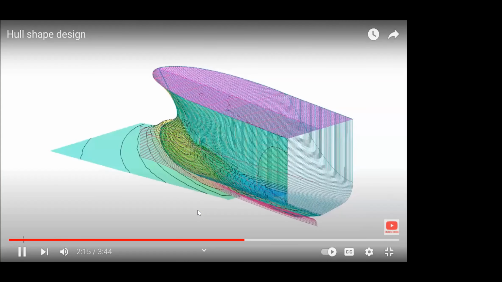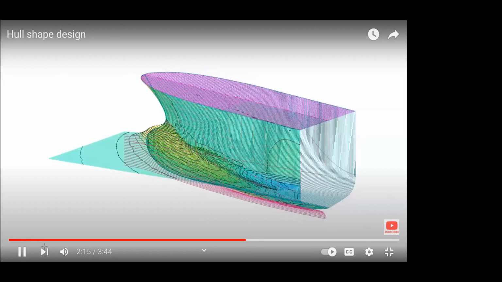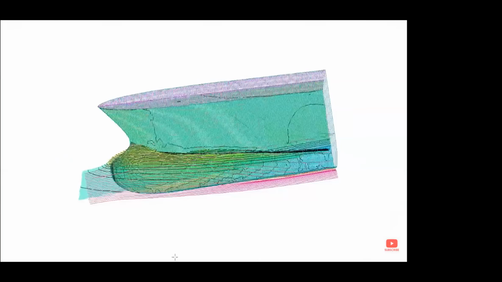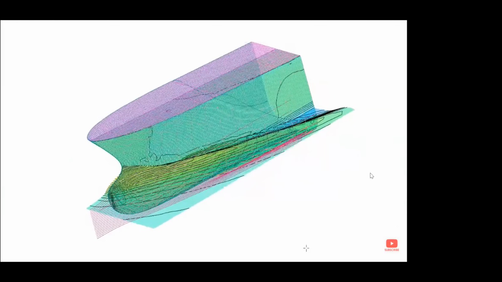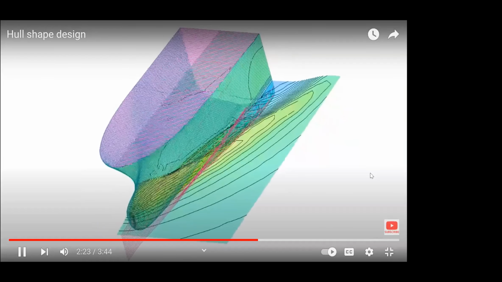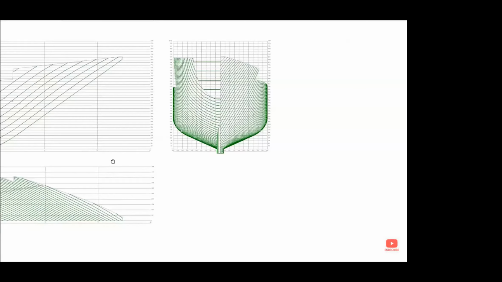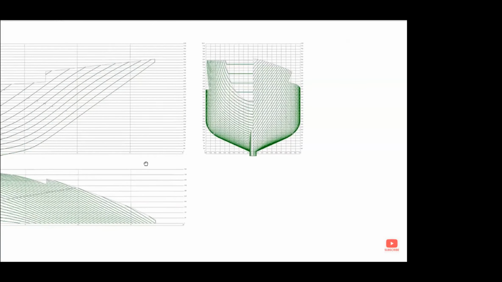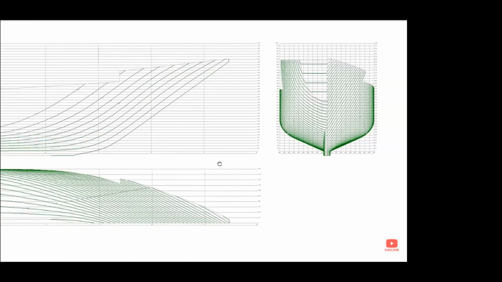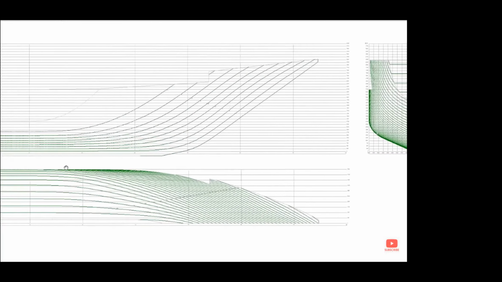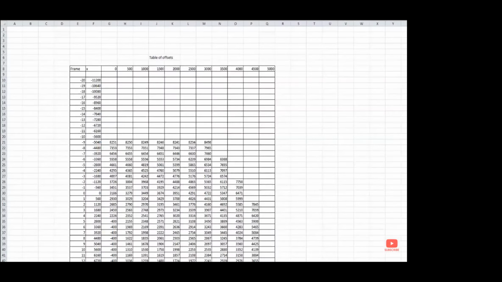After several CFD runs, hydrodynamic quality will be optimized. Hull shape output files and documentation. Output documentation can be presented in several different documents. It can be a classic lines drawing, lines and sections by customer request, or an offset table. The faired hull surface can be exactly transferred to most known CAD systems.